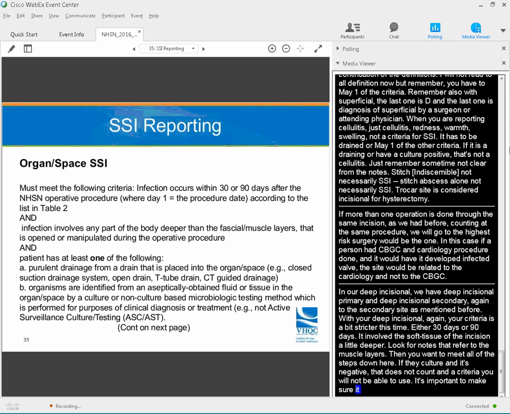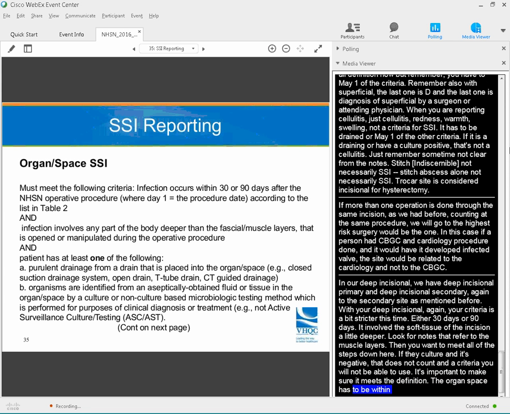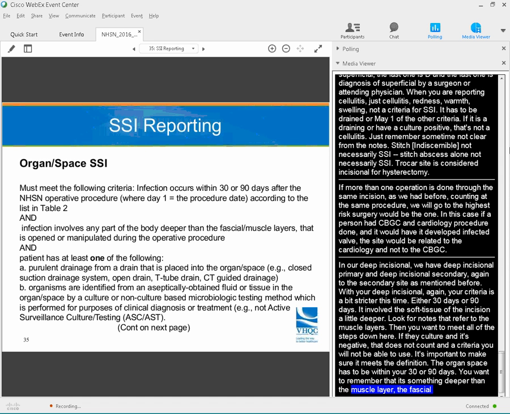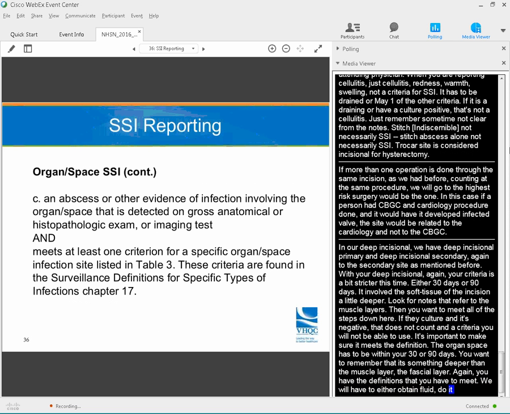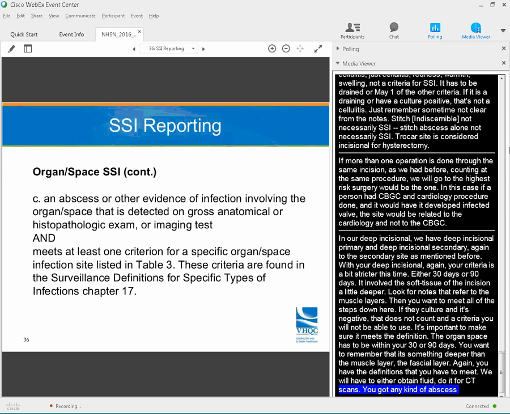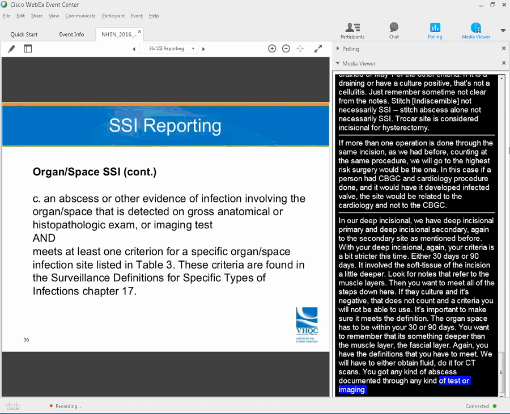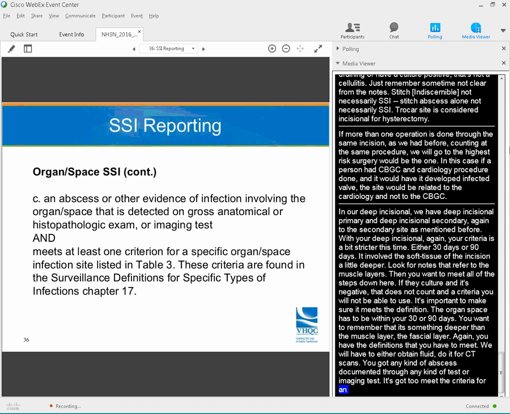Okay, organ space. It has to be, again, within your 30 or your 90 days, and you want to remember that it's something deeper than the muscle layer, the fascial layer. And again, you've got your definitions that you've got to meet. So we're going to either obtain fluid, we're going to be doing it from CT scans, or you can go to the next page. Got some on that one too. And you've got any kind of abscess that's been documented through any kind of test or imaging test, and it's got to meet the criteria for an organ space definition where you have your definitions listed in Chapter 13. So you've got to remember it still has to meet that definition also.